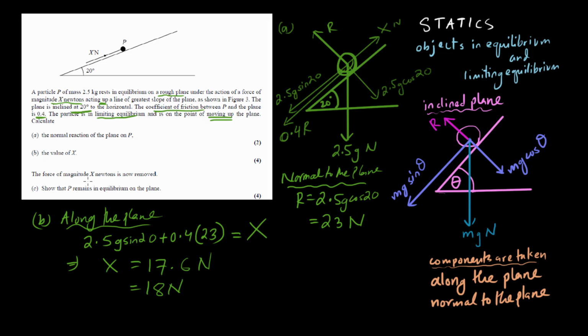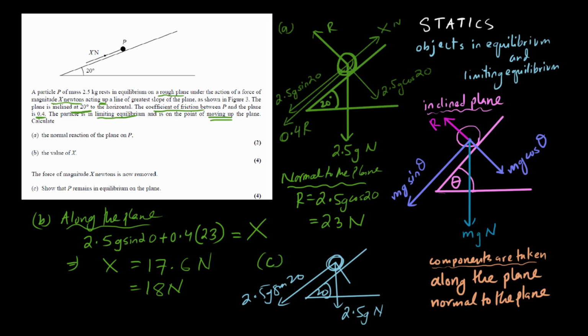The force of magnitude x Newton is now removed, and we have to show whether P remains in equilibrium or not. Okay, so in this particular situation, what is going to happen is we're going to have the same object, but this time the force x is removed. That means we're going to have this 2.5 g Newton. We're going to break this component down. So this is going to be 2.5 g sine 20. This is going to be 2.5 g cos 20. This is going to be reaction force R.